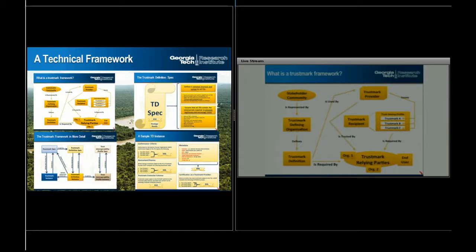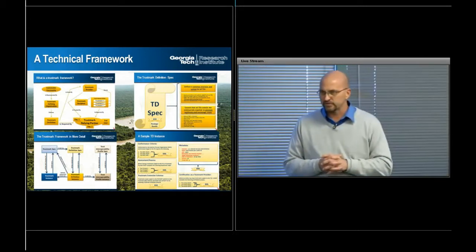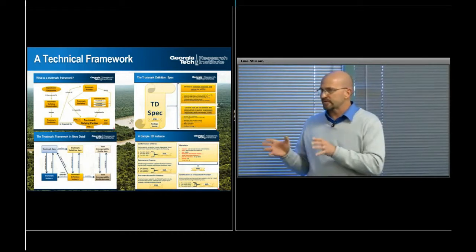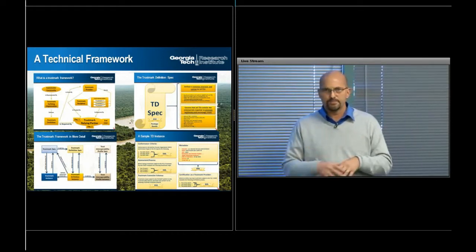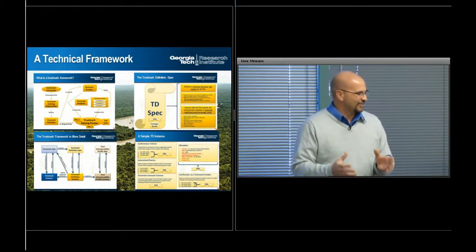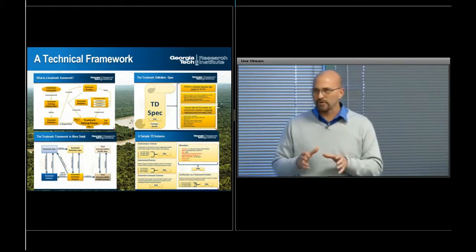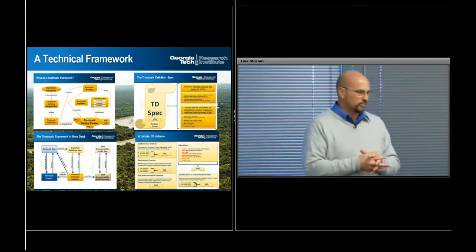So that community defines a set of rules, conformance rules, a set of assessment processes or criteria, and what that trust mark will actually look like. We're starting to build a normative specification for trust mark definitions so that there's some consistency. Without that consistency, you can't build the tooling around this. So consistency is important to get the uptake of these trust marks.